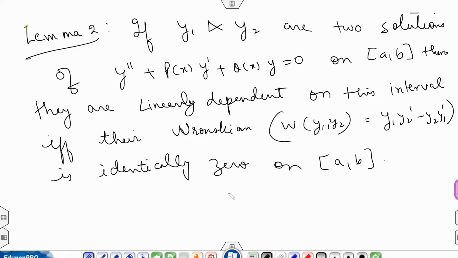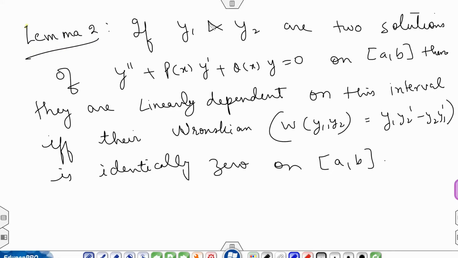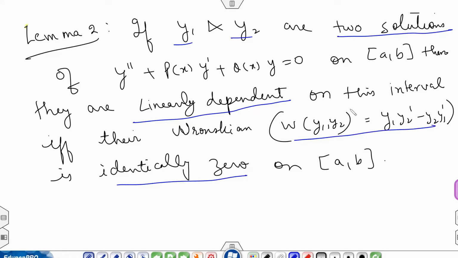So let us prove this one. Again the proof is very simple. Now we have to prove two things. First of all, we will consider y1 and y2 as two linearly dependent solutions, and then we have to show that the Wronskian is 0. Then we will consider that if the Wronskian is 0, these two solutions are linearly dependent, because this implies this and this implies this. So let us see the proof.